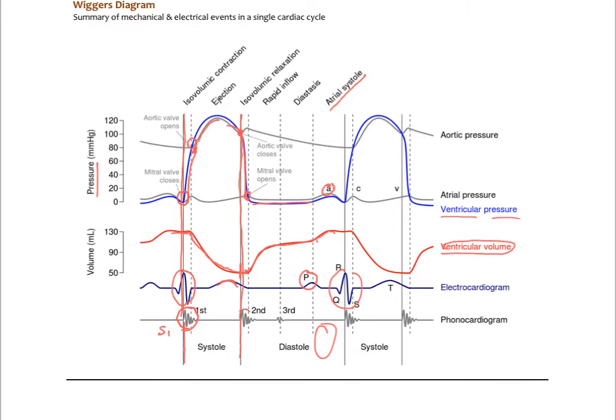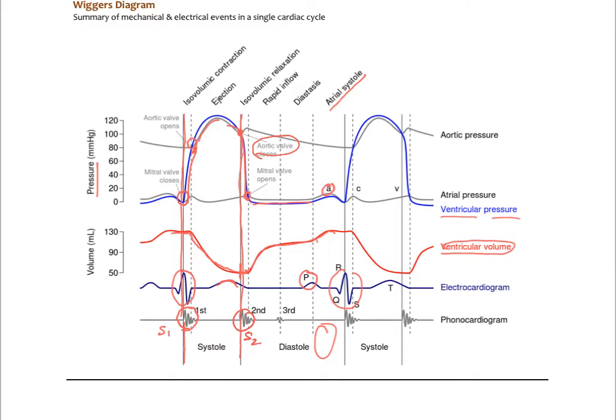And then S2, this is going to be the dub. That's the beginning of diastole, and that indicates the closure of the aortic valve. Again, looking at the left ventricle. And we can go through the same events on the right ventricle to describe it as well. So that integrates the sounds, the electrocardiogram, the ventricular volumes, the ventricular pressure, as well as the atrial pressure curves.